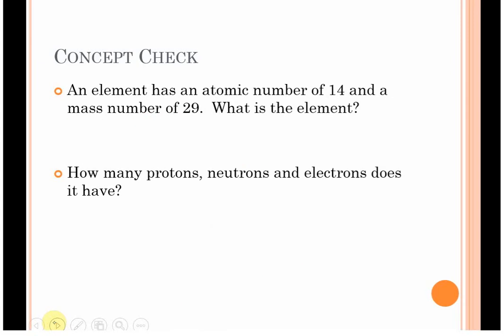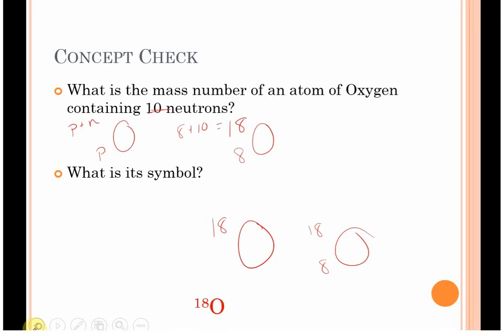An element has the atomic number 14 and a mass number of 29.